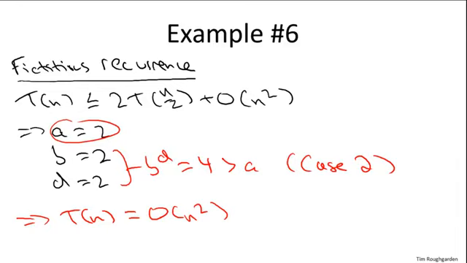So put differently, the running time of the entire algorithm is governed by the work outside of the recursive calls, just in the outermost call to the algorithm, just at the root of the recursion tree.